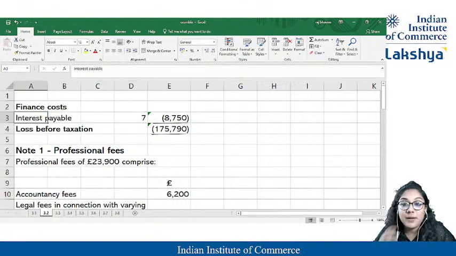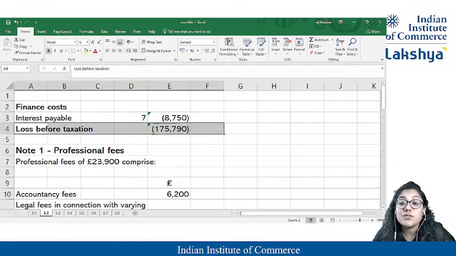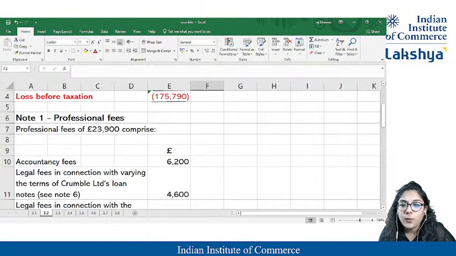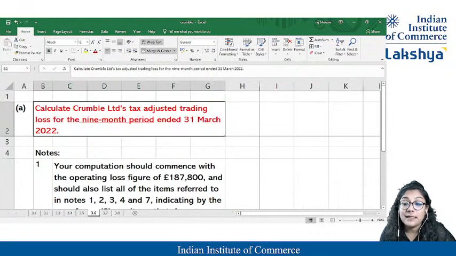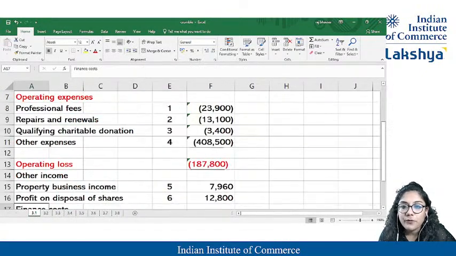So interest payable was this much. Over that also I need to take care. So these are the total losses before taxation. So this is my total loss which I have to book. Now going into the first part of note 1 and the first question: calculate Crumble's tax adjusted losses. So we need to calculate the P&L account. For that, I have to book from where, students?